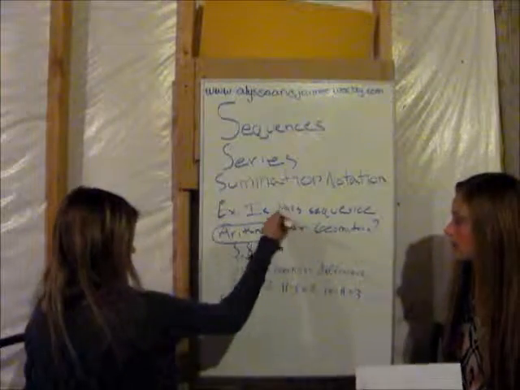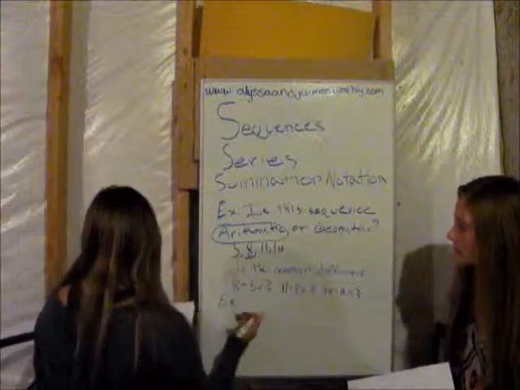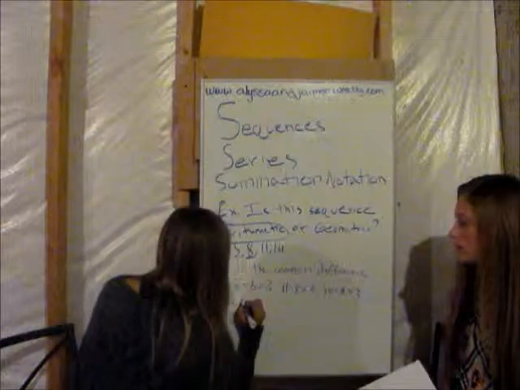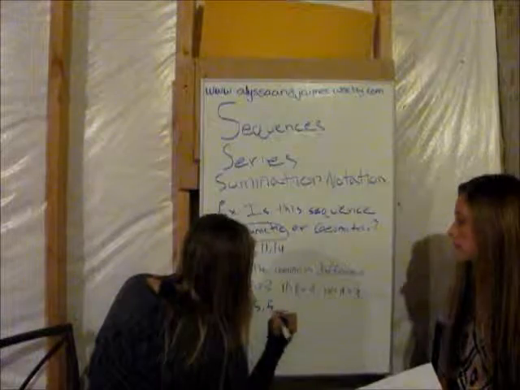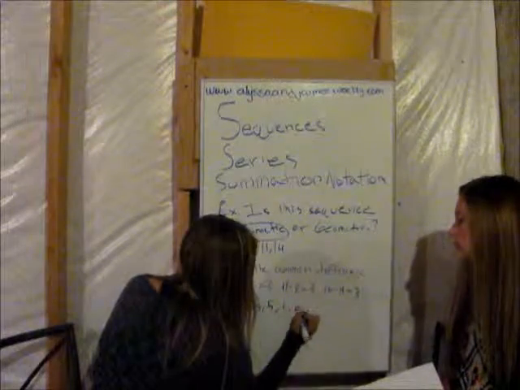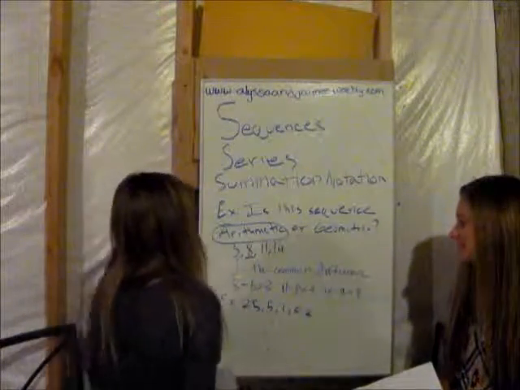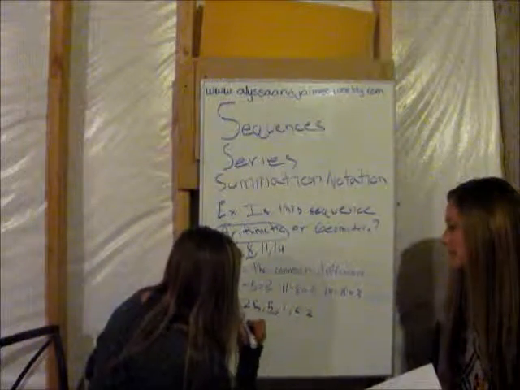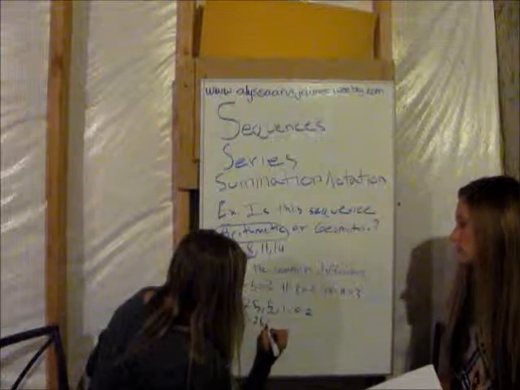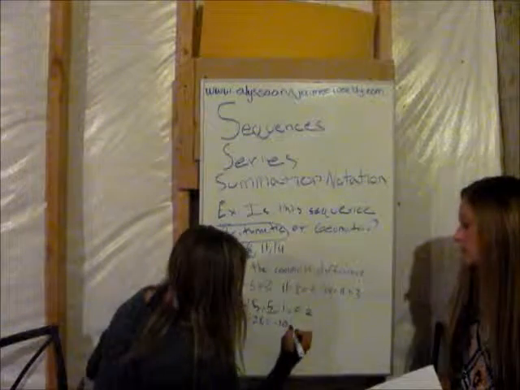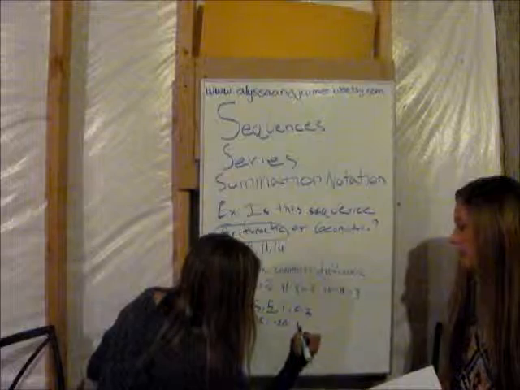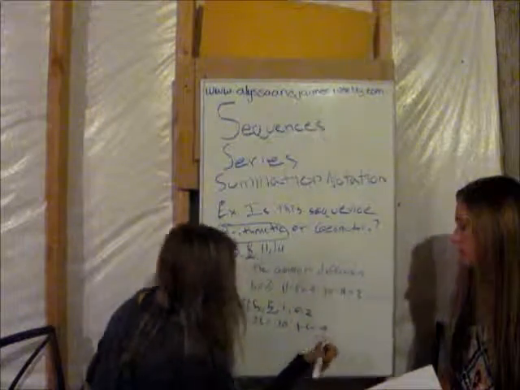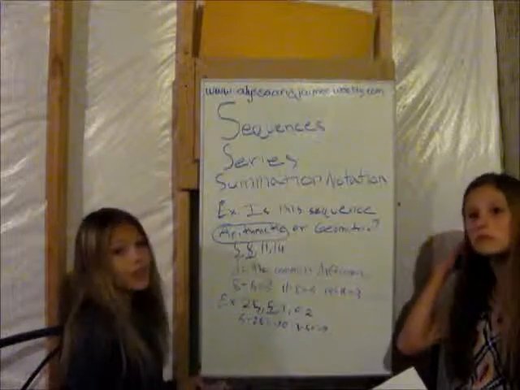For the next example, it's the same question: is this sequence arithmetic or geometric? And the sequence is 25, 5, 1, and 0.2. You start out by seeing if it's arithmetic. You take the second one and subtract the first. That equals negative 20. You do that with the next one, so 1 minus 5 equals negative 4. Since those are different, you know that it is not arithmetic.